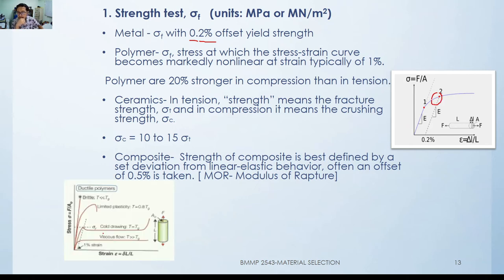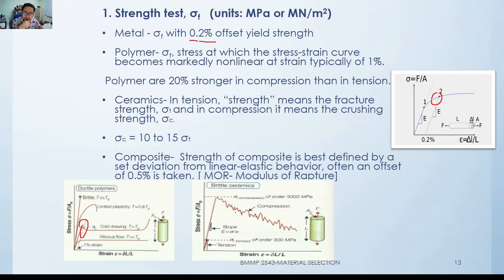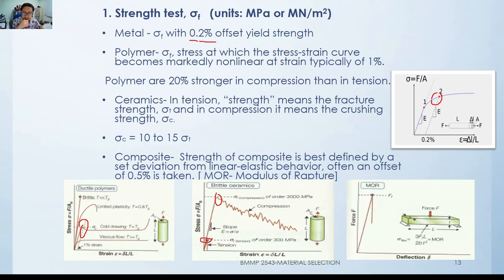And for polymers, we define it at the point it becomes non-linear, so at a 1% strain. And for ceramics, for tension the fracture strength is defined during tension, and for crushing strength we define it as the highest point before fracture. And for composites, we define the strength at the highest point before it behaves plastically, before permanent deformation occurs.